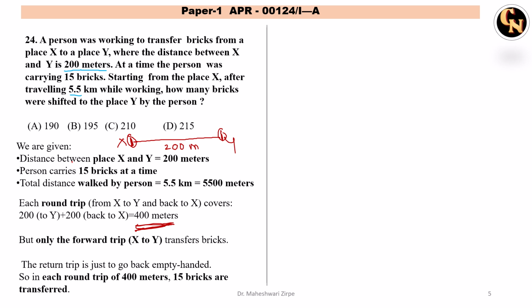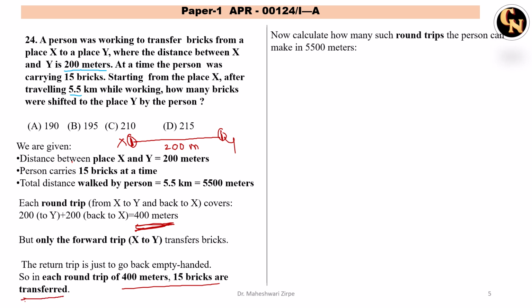He is coming empty hand. So the bricks which are transferred will be how much? Only a total of 15 bricks will be calculated for 400 meters. Yes or no? And we have to calculate for 5500 meters total. Now for 400 meters, if he is carrying 15 bricks, he is transferring for 5500 meters, how much?